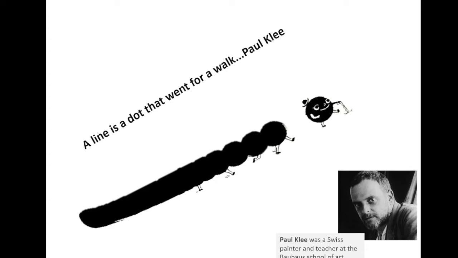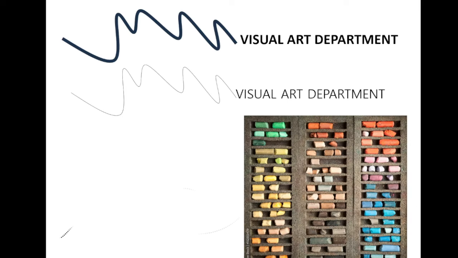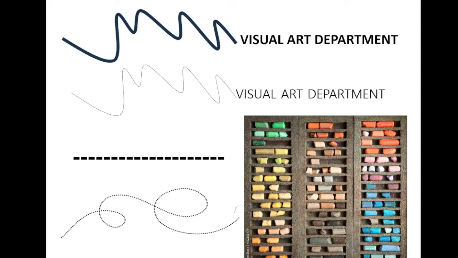As I told earlier, a point is the beginning of a line, and a line has direction and movement. According to Paul Klee, a line is a dot that went for a walk. A line can be thick, thin, dashed, dotted, curvy, zigzag, and so on. Thick lines are more powerful than thin lines. Broken lines have spaces or gaps. They can be dotted or dashed.